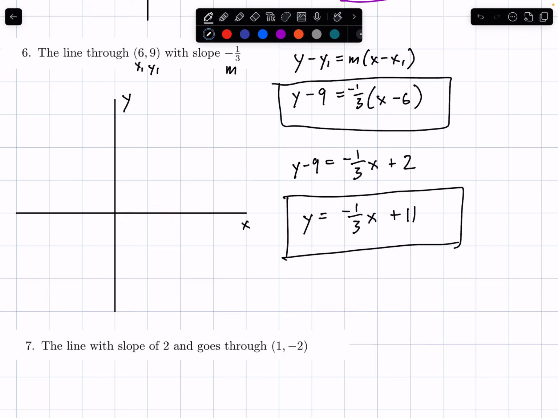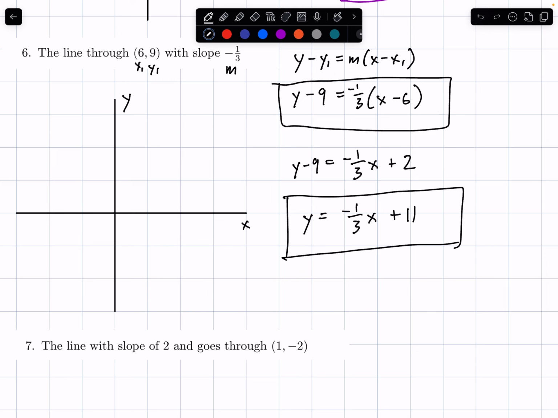Here's x, here's y. I have positive 11 as my starting position. Is it 1, 2, 3, 4, 5, 6, 7, 8, 9, 10, 11? That's going to be off my page. So actually, I take back what I said. I'm going to see if this one is a little easier. Maybe that'll fit better in my page.